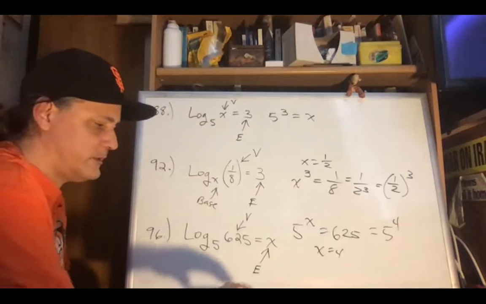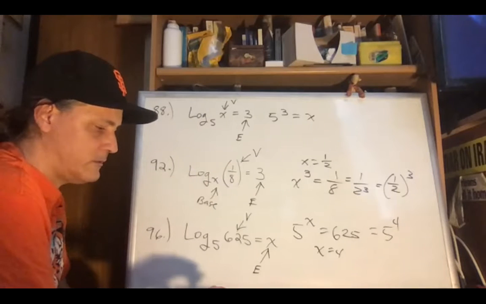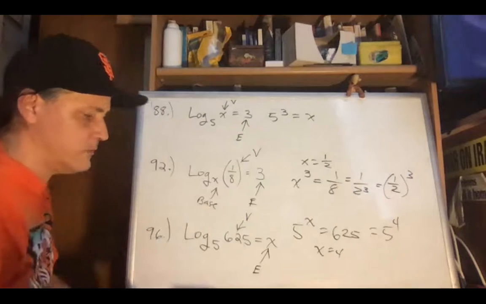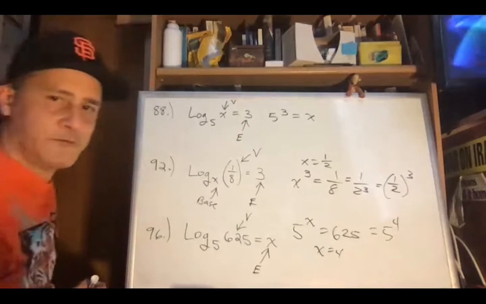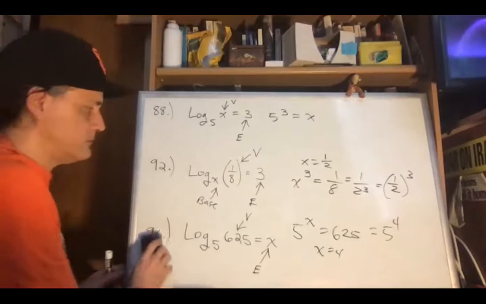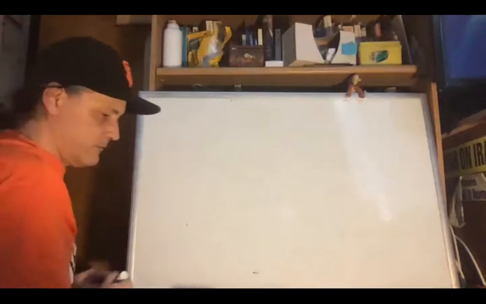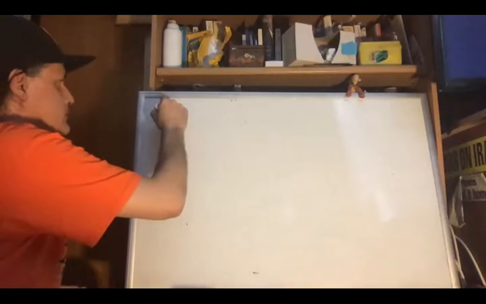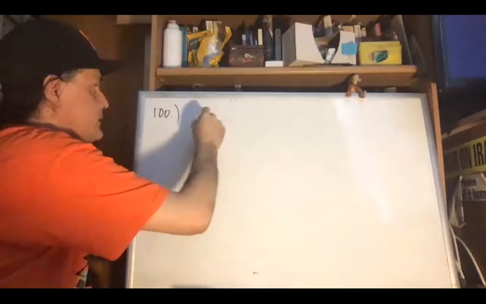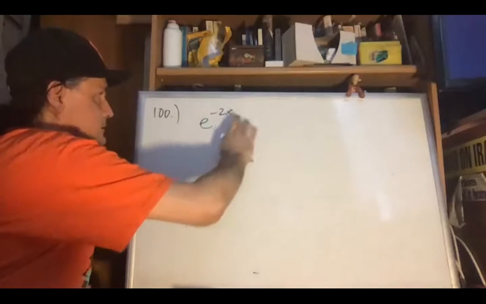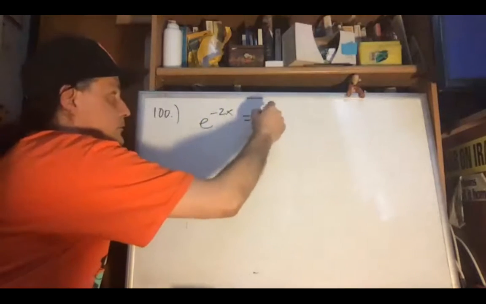All right, so we're going to go to the next three. The next three were a little more involved. Two of the next three were exponential. Okay, so we got the 100. All right, so e to the negative 2x equals 1/3.